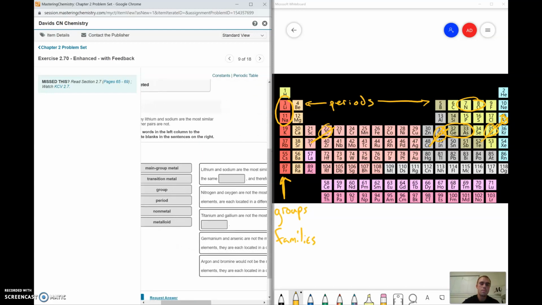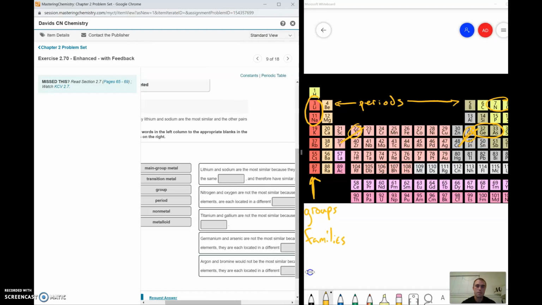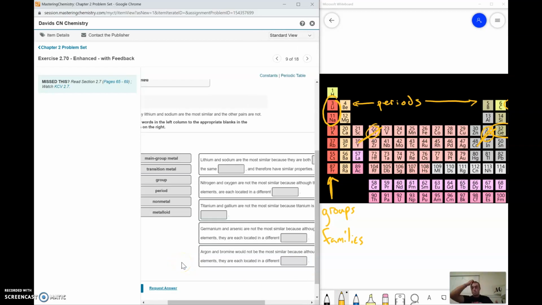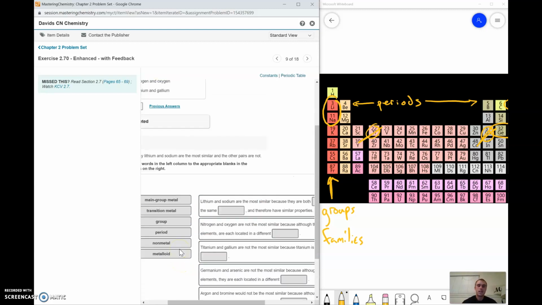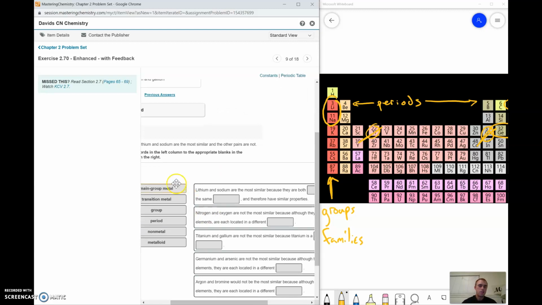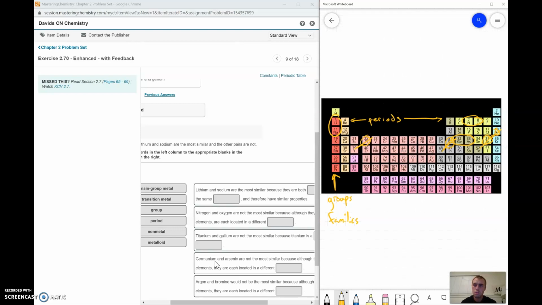Part B is a little bit different. It's a sorting question, and again, this is mainly conceptual. I'm going to make this a little bit bigger just so we can see some stuff. Part B is asking you to explain why you chose lithium and sodium and none of the others. And you're going to be using these vocab terms: main group metal, transition metal, group, period, non-metal, and metalloid. I'm going to come back over here and zoom out a smidge so we can see the whole periodic table.